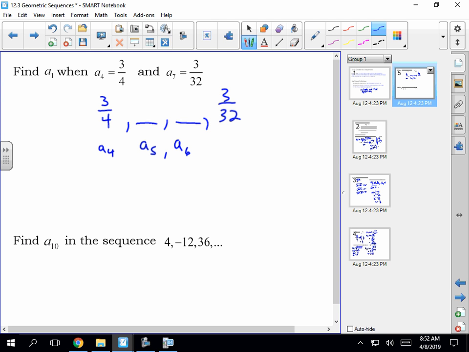What's going on here is I'm multiplying 3/4 by something, call it x. Then I'm going to multiply that by something else, call it x again. And then that by something else, call it x again. So I really have 3/4 times x to the 3rd power equals the 3/32. Okay, to continue that geometric pattern there.